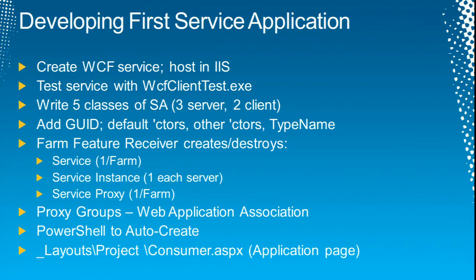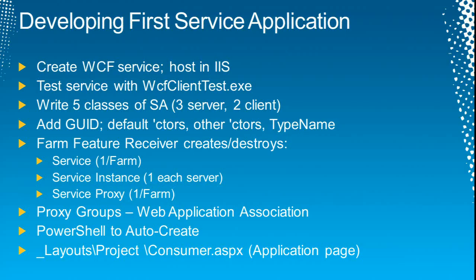Then you create a consumer, probably an application page, because that's the easiest one. Make an application page and make calls into your service application. Go get an instance of the SP service context. Ask it what the service proxy groups are and get your service proxy group. Then get your service application proxy. So you have an instance of that on the client. It'll be a copy of the default one, right?